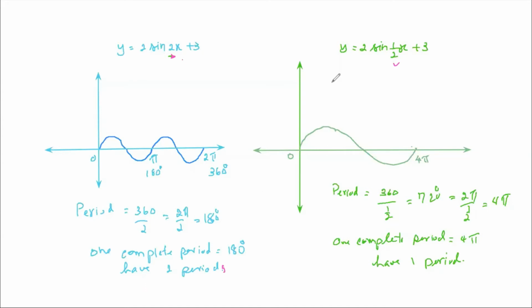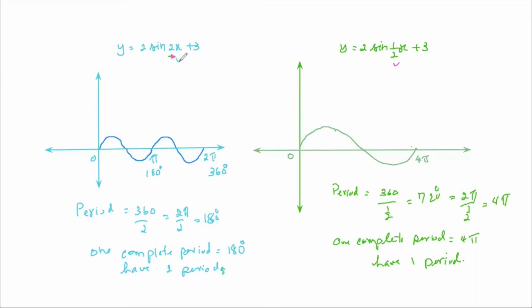Okay, and then for the other graph, when k is less than 1, less than 1 here, you're going to have 1 period within 4 pi. And you can observe, see this one, if 2, right?